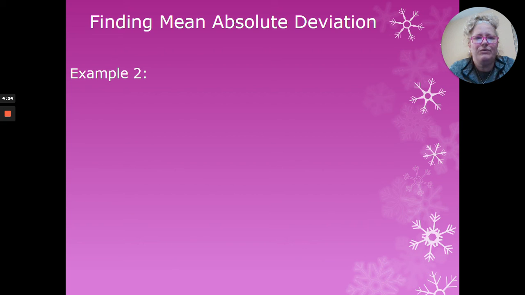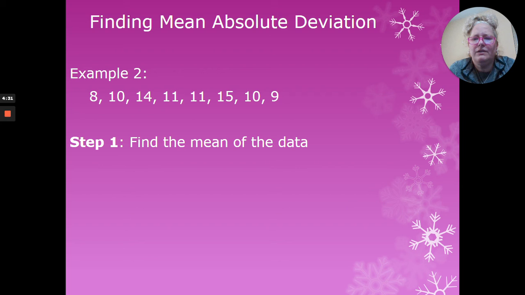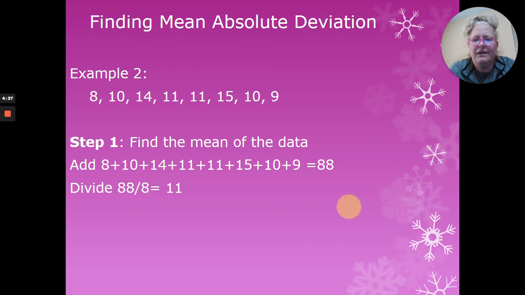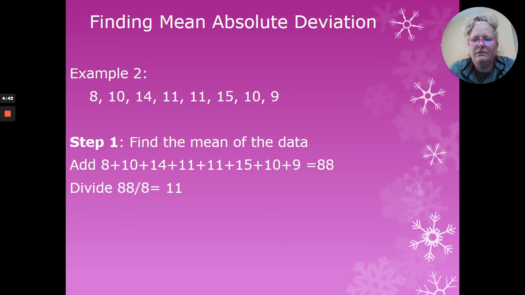Okay, so example 2, here are our numbers. We're going to find the mean, so we're going to add them up. That should give us a sum of 88. And there are 8 numbers. If you do 88 divided by 8, that should give us 11.